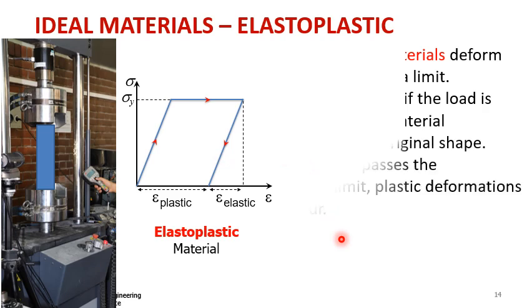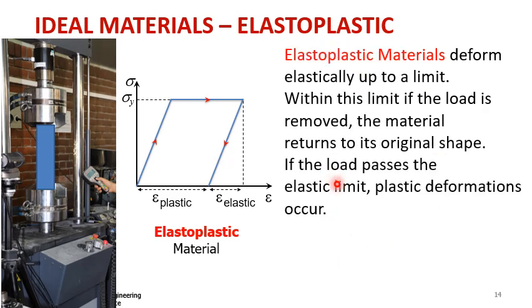So, in elastoplastic materials, they deform elastically up to a limit, and within this limit, you are loading it. If you were to unload over here, what will happen? Well, it will return back to its original shape. So within this limit, if the load is removed, the material returns to its original shape. But if the load passes the elastic limit, so over here, plastic deformations will take place. And upon unloading, the elastic part is recovered, leaving us the plastic deformations.